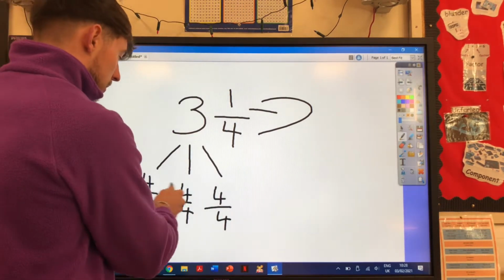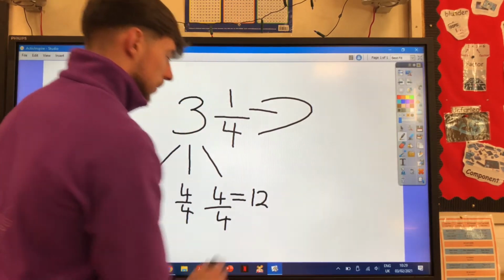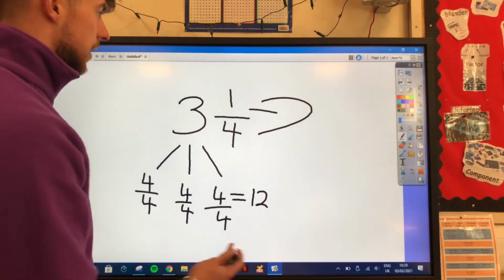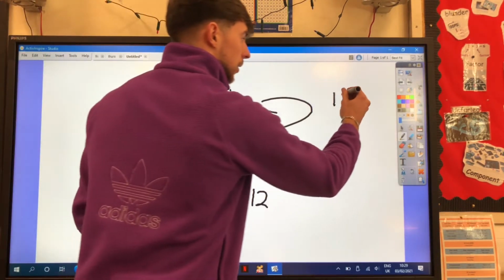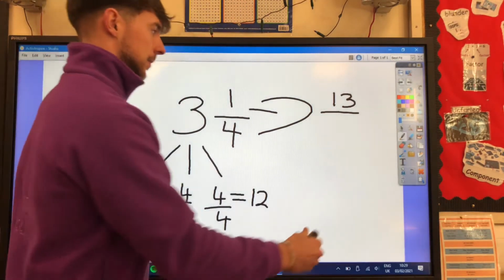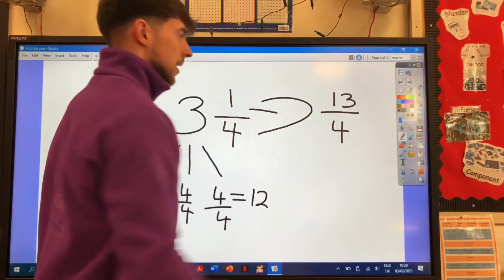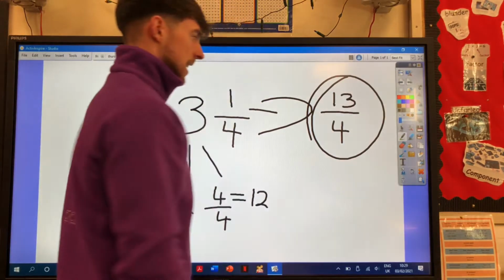So we have 1, 2, 3, 4s. So that's how many altogether? 12. So we have to add 12 onto the top. So if we add 12 onto the top, we get 13. 13 over what? What do we say remains the same? The denominator, right? So it's 13 over 4. So that's how we rename, alright?